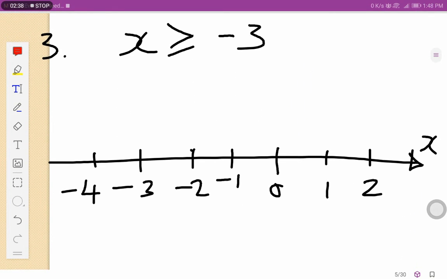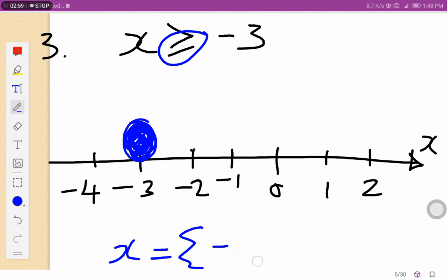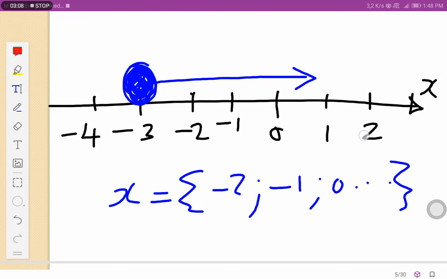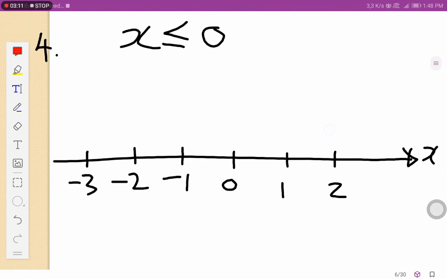X is greater or equal to -3. I'll go to -3. Because of this sign, I'm going to shade this portion there like that. When I shade this portion, I now consider the values of x are greater than -3. So it's going to take, our x is going to be equal to -2, -1, 0, and so on. Okay, so its arrow is going to point in this direction like that. So that's the arrow there. Let's go on to number 4.